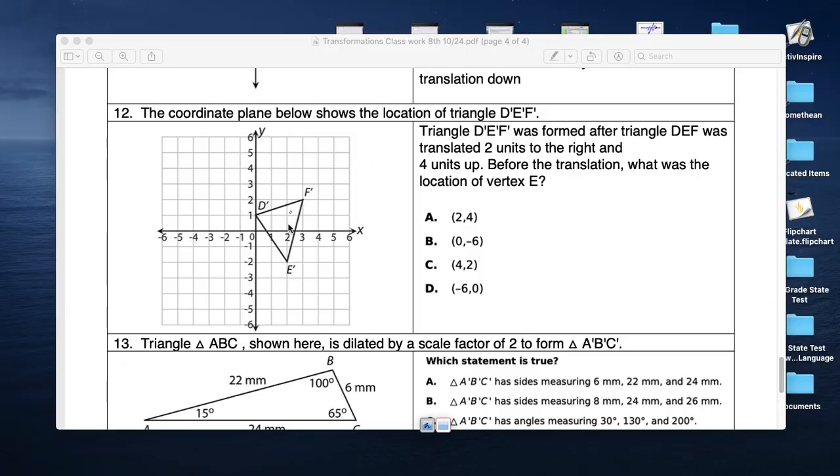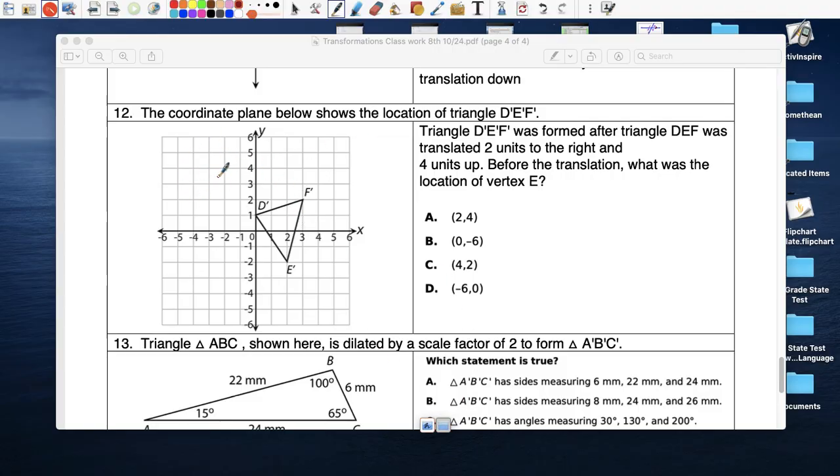Triangle DEF, this one that you see, was formed after the triangle was somewhere, was translated 2 to the right and 2 up. So let's go backwards. So let's go to point E. So point E from wherever it was traveled 2 to the right and 4 up. So 2 to the right and 4 up.